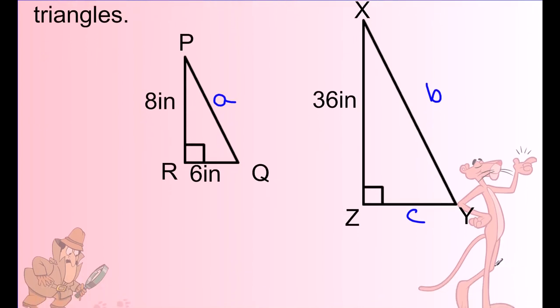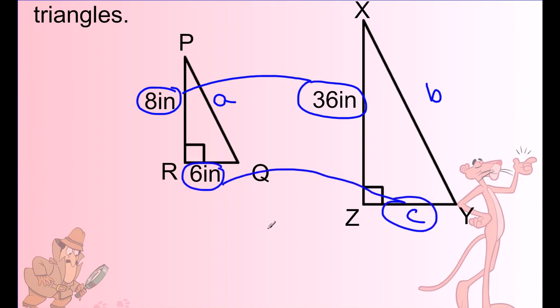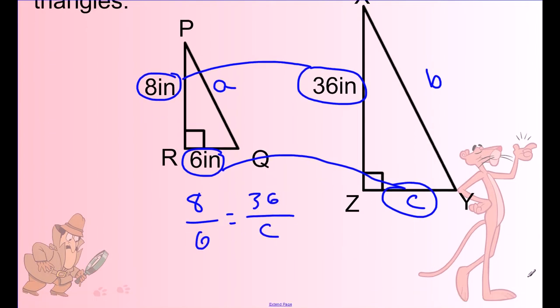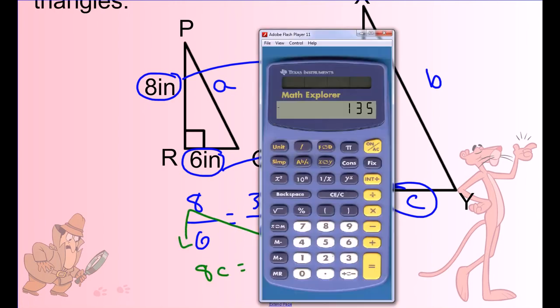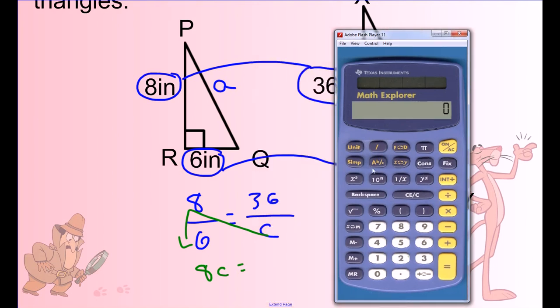Okay, so using similar figures, we can find this letter C. I'm going to start there because I see that this side length of 8 corresponds to this side length of 36, and 6 would correspond with this C, and that's a proportion. 8 corresponds with 36, 6 corresponds with C. A little cross multiply action going on here: 8C, and 36 times 6.